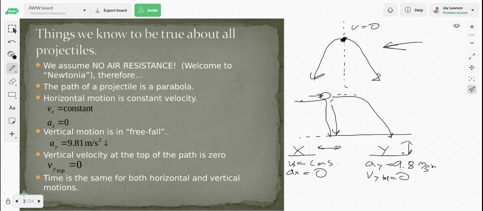And the next thing to point out is time is the same for both horizontal and vertical motions. So time, we're not going to abbreviate it t of x or t of y. It's just t. Time is just time. It's going to be the same, because even though we're breaking the motion down into two different components, it's going to take the same time to travel in the horizontal direction and the y direction.